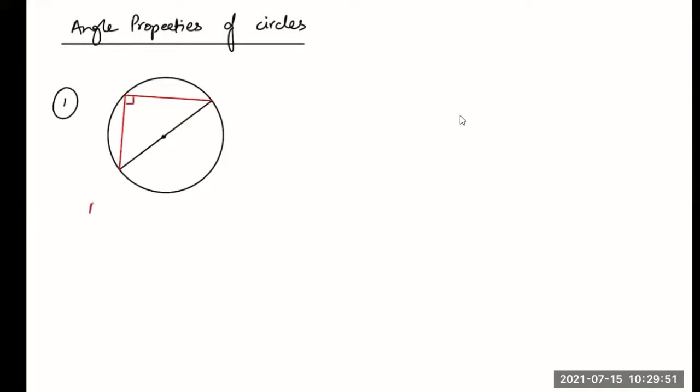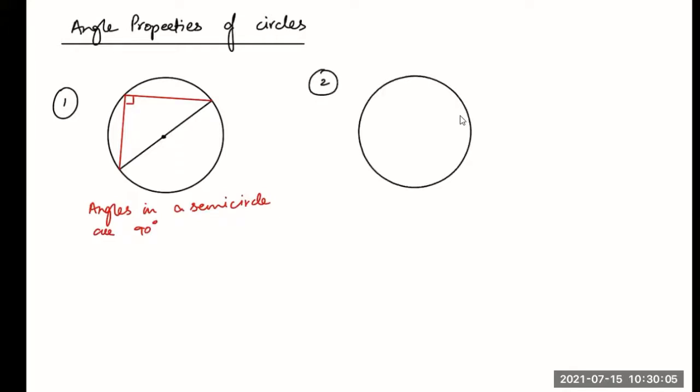And what do we call this? These are called angles in a semicircle, or 90 degrees. Right? Let's call it that. You should know the reasoning too because the reasoning comes in handy. Right?